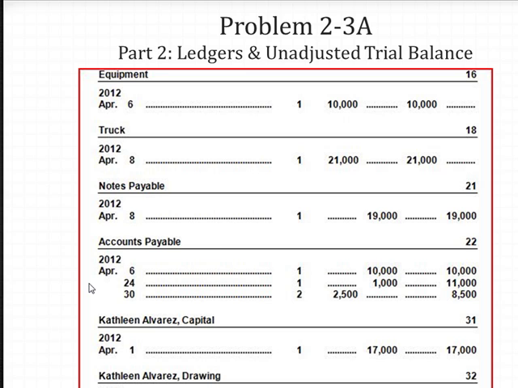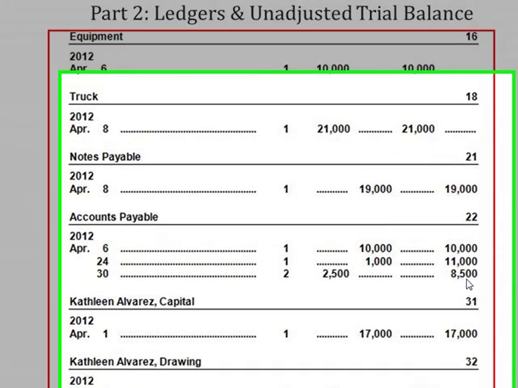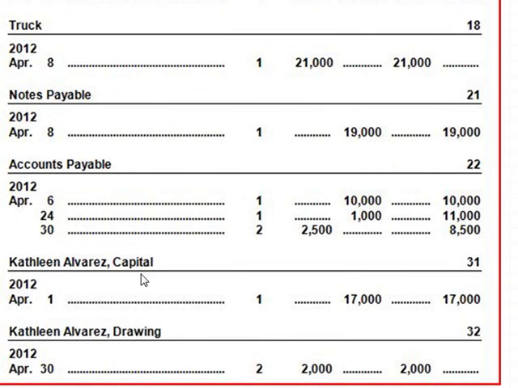Accounts payable is also a liability, and it has a normal credit balance. So for every time we journalized for accounts payable, we record it here, and we keep a running balance of this particular account. So at the end of April, accounts payable had $8,500. Capital has a normal credit balance. Drawing has a normal debit balance.